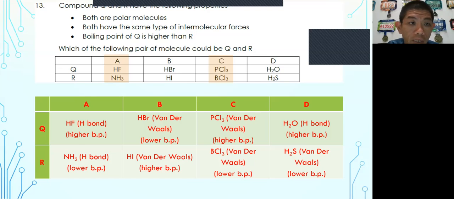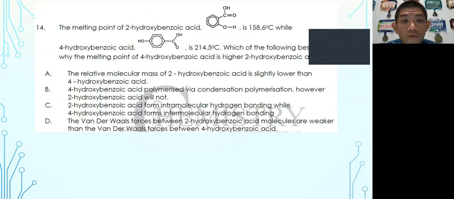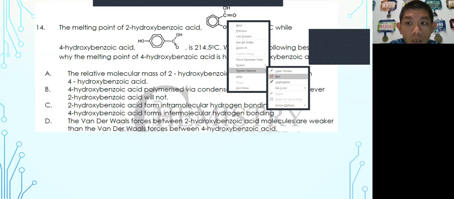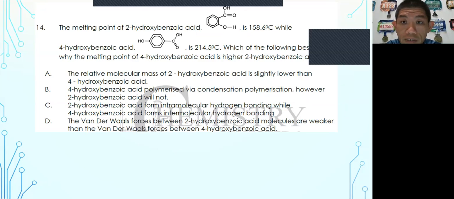Okay, then we go to number 14. The melting point of 2-hydroxy benzoic acid is 158.6, while 4-hydroxy benzoic acid is 214.5. Which of the following best explains why the melting point of 4-hydroxy benzoic acid is higher than 2-hydroxy benzoic acid? So in here, you have to understand that inside the 2-hydroxy benzoic acid, there are intramolecular forces. Between the O and H in here, you can form hydrogen bond as a part of this intramolecular forces.